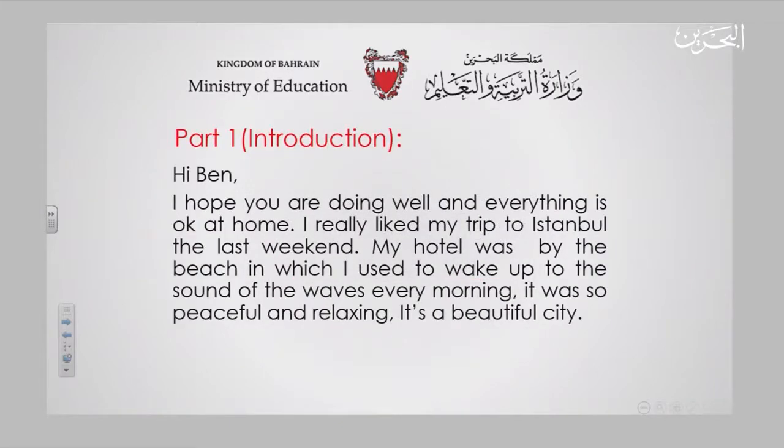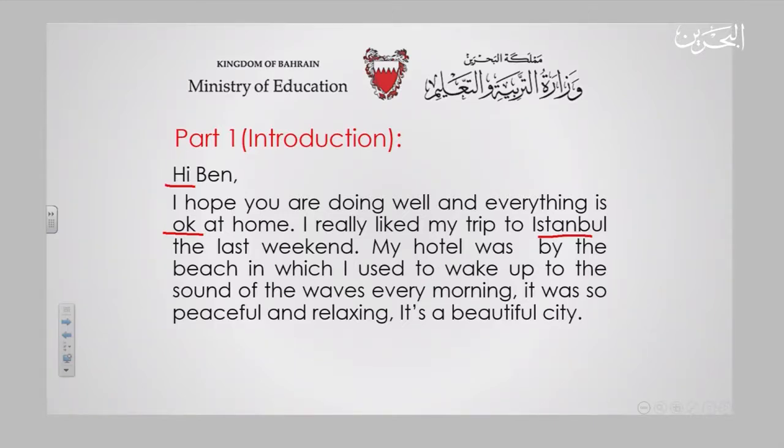Let's start with the introduction. Hi, Ben. Pay attention. I haven't said Dear Mr. or Mrs. I'm just saying hi because it's informal. I hope you're doing well and everything is okay at home. Again, the word okay is not used in formal expressions. Here, it's fine to use it because it's informal. I really liked my trip to Istanbul last weekend. Here, the place that I'm going to describe is the city of Istanbul. It could be any other place that you like, my dear students.